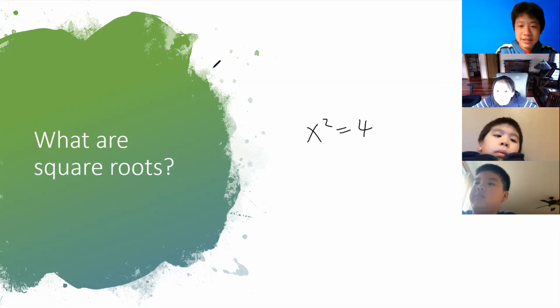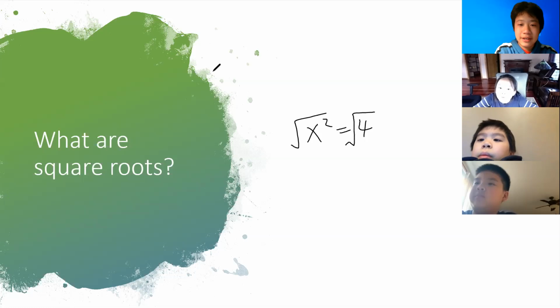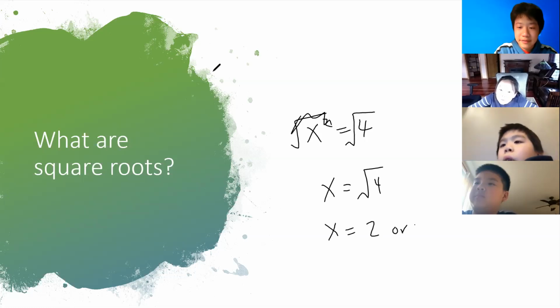Well, what I can do here is take the square root, because taking the square root of something will cancel the square. Taking the square root of both sides is going to cancel that x squared that I have here. So all I have left is x equals the square root of 4. And since we're solving equations, we say x is equal to 2 or -2. And this can go the opposite direction as well.